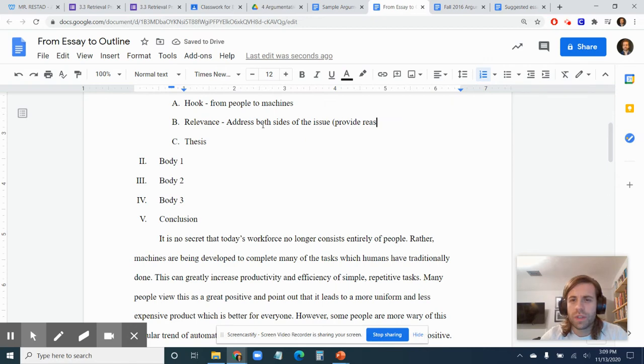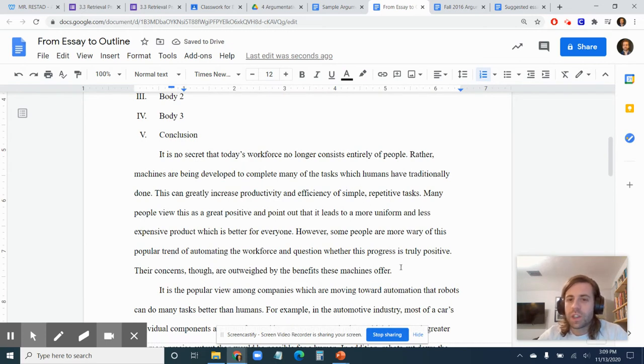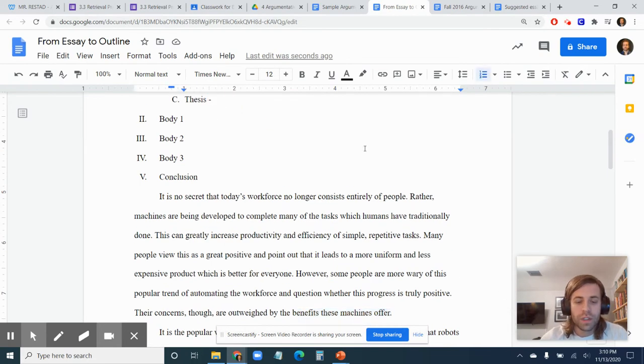They do, they give quick reasons. I don't need to outline all those. And then I have to figure out what is their thesis. And I actually think their thesis is split up a little bit. This one's a little bit tricky. So they end their first paragraph saying their concerns, though, are outweighed by the benefits these machines offered. So I definitely know that they're arguing for machines. So benefit of machines. But this is kind of backed up. I'd say their thesis is 2 parts.